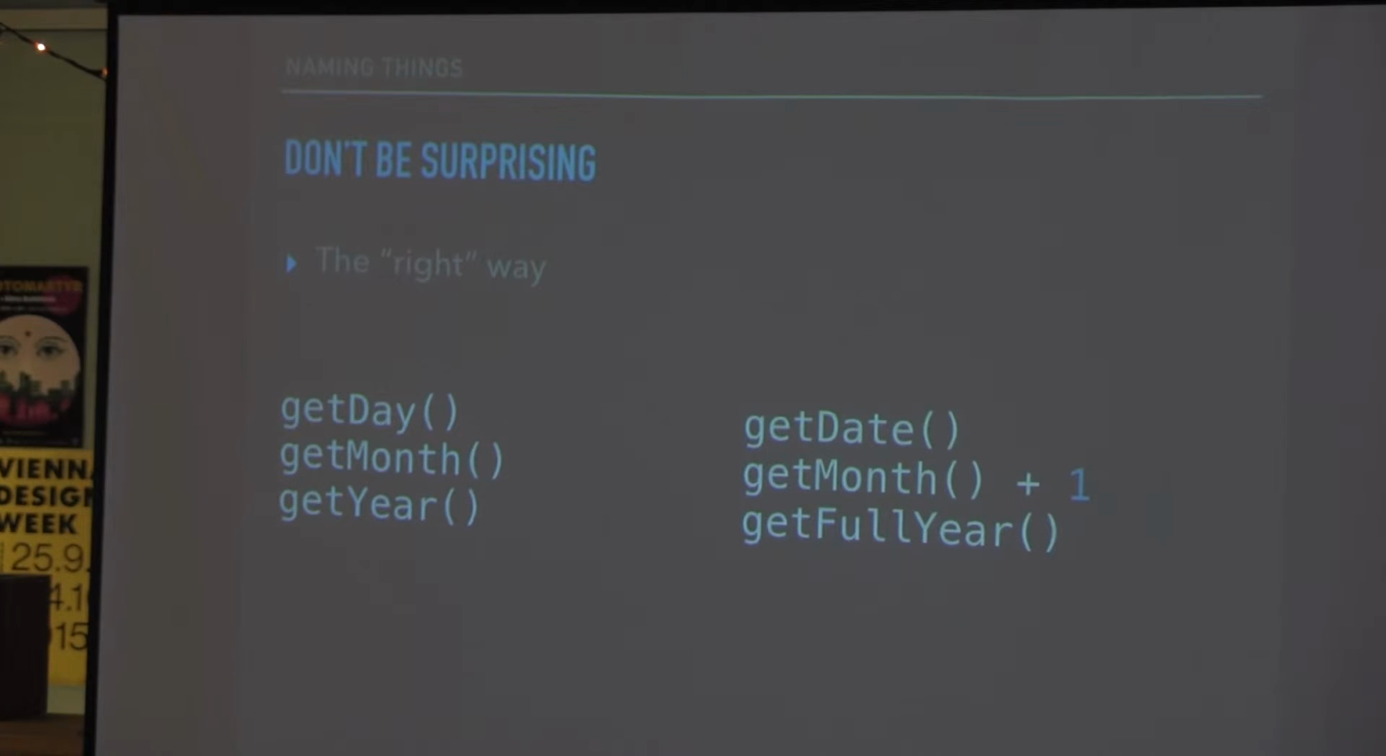So you call date.getDate to get the day of the month. You have to add 1 to the month, and you have to call a separate method, getFullYear, to get the actual year. So to be fair, this was ported from Java. Java has the same API, and they actually deprecated the whole thing in Java 6, I think.